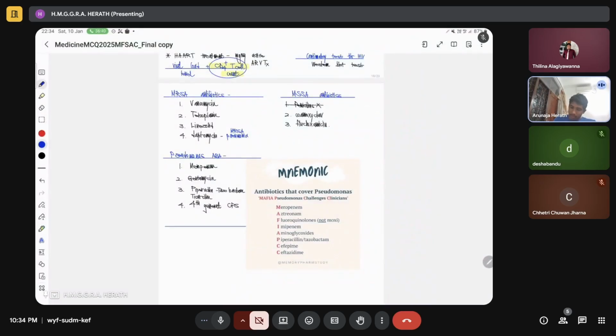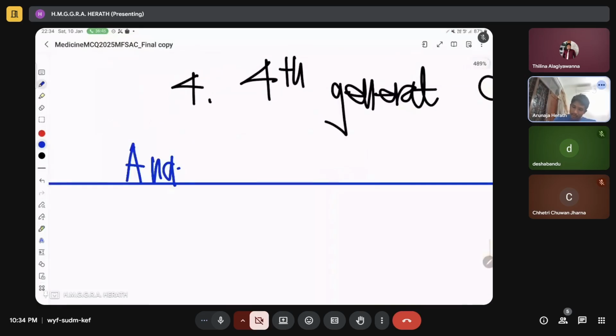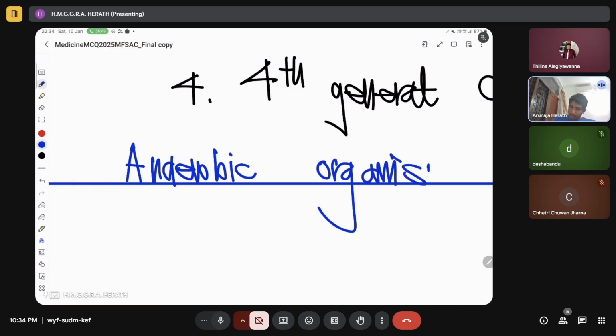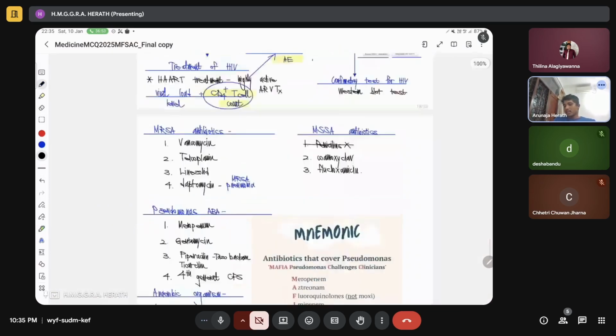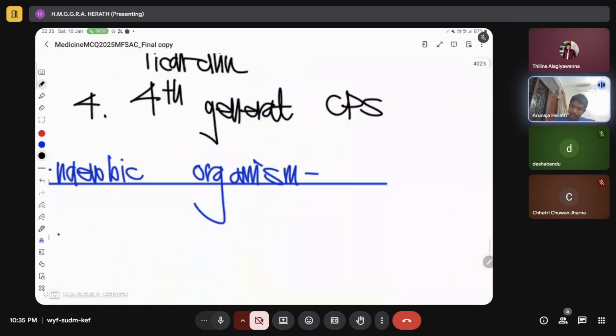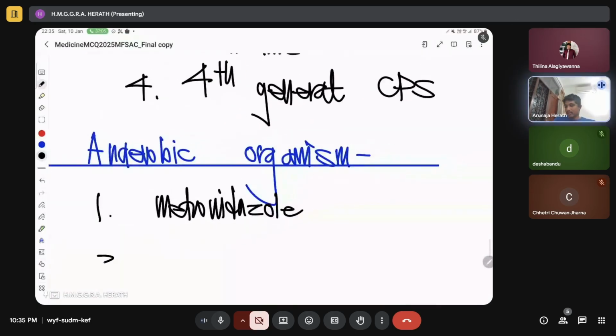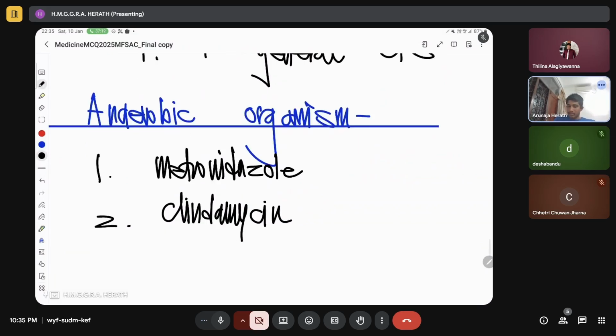And there is also, you need to know about the antibiotics that can be given for anaerobic organisms. What are the antibiotics commonly given for anaerobics? Metronidazole. Anything else? Clindamycin. Anything else?